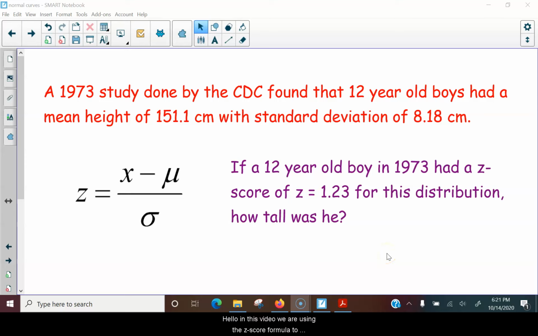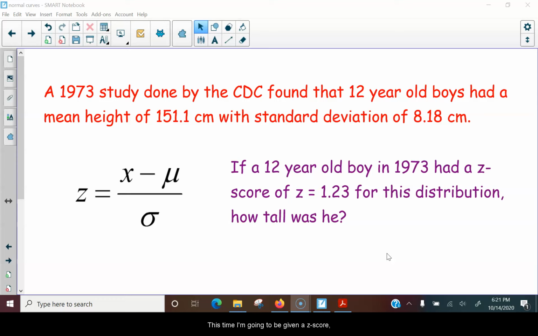Hello, in this video we are using the z-score formula to solve for the other variables: x, which is the data point, mu, which is the mean of the data set, or sigma, which is the standard deviation of the data set. For our first problem, we're again looking at that 1973 study done by the CDC, which found that 12-year-old boys had a mean height of 151 centimeters with a standard deviation of 8.18 centimeters.